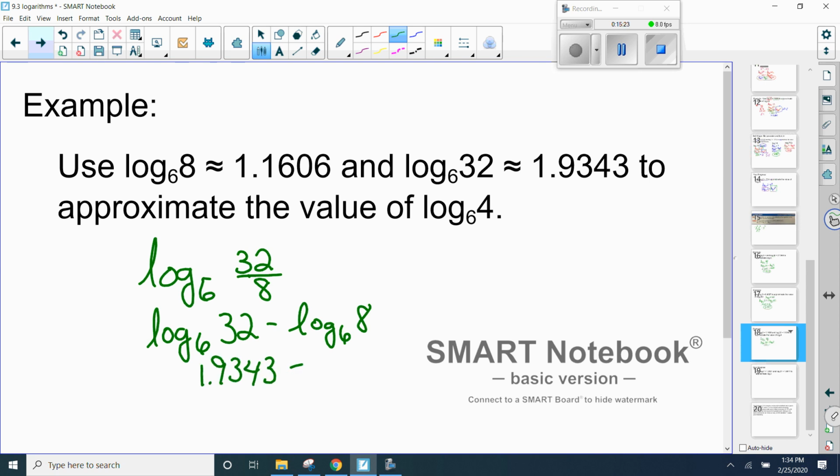1.9343 minus 1.16. Take your calculator, subtract the two if you really want, since some of you were having a hard time with subtraction. Then type in log base 6 of 4 and see if it's the same thing as you get when you subtract these two from each other. You should get the same value. And the value you get is 0.7737.